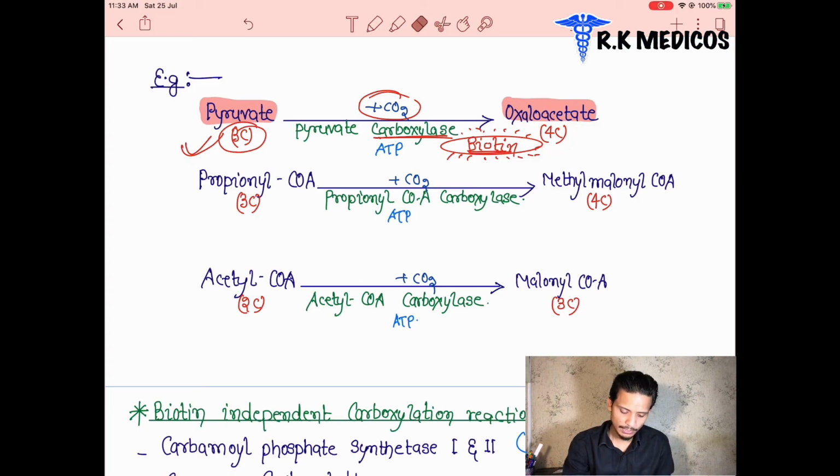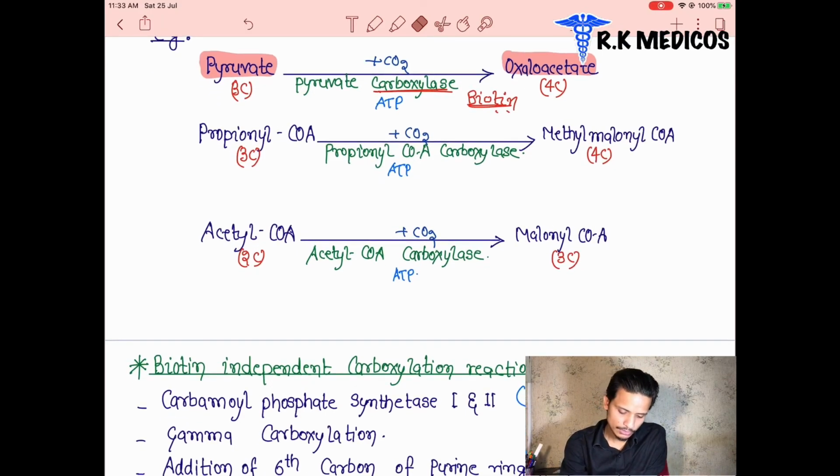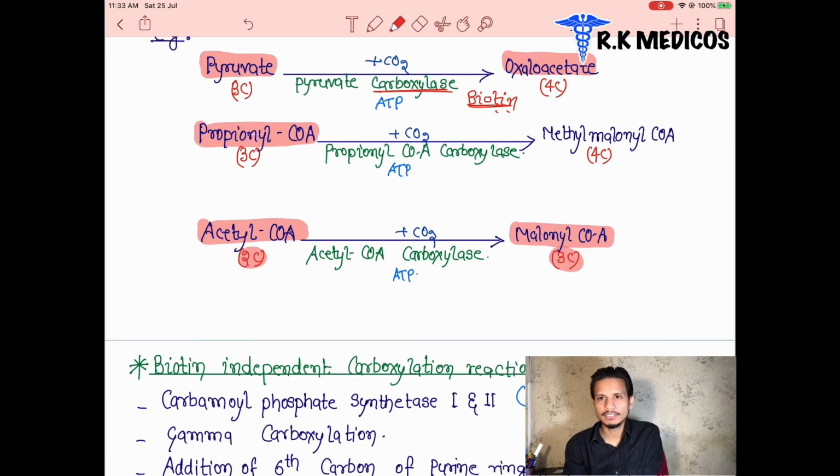So we add pyruvate in the initial structures, and that is the enzyme here. In the next section you can also see propionyl CoA, acetyl CoA. Acetyl CoA is converted into malonyl CoA. The two-carbon compound is converted into a three-carbon compound. Once again there is an addition of one carbon, and the enzyme is acetyl CoA carboxylase.